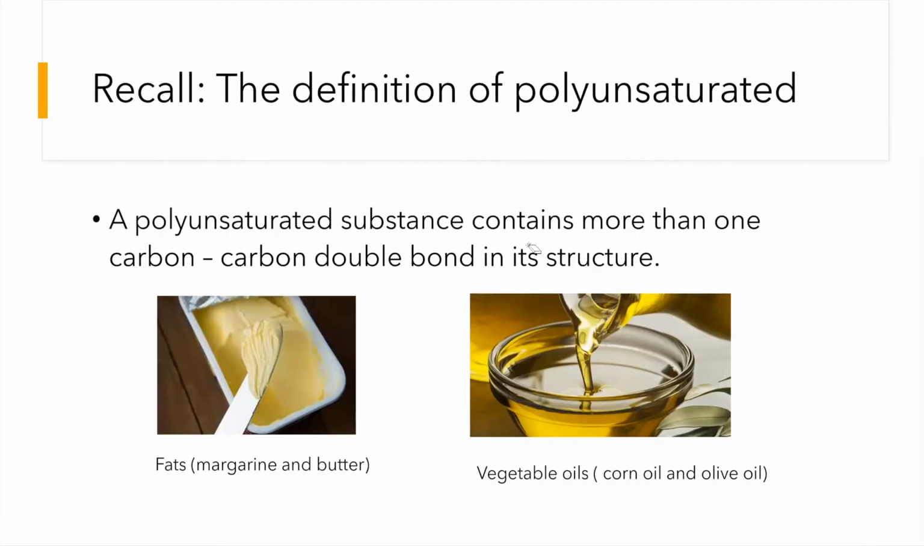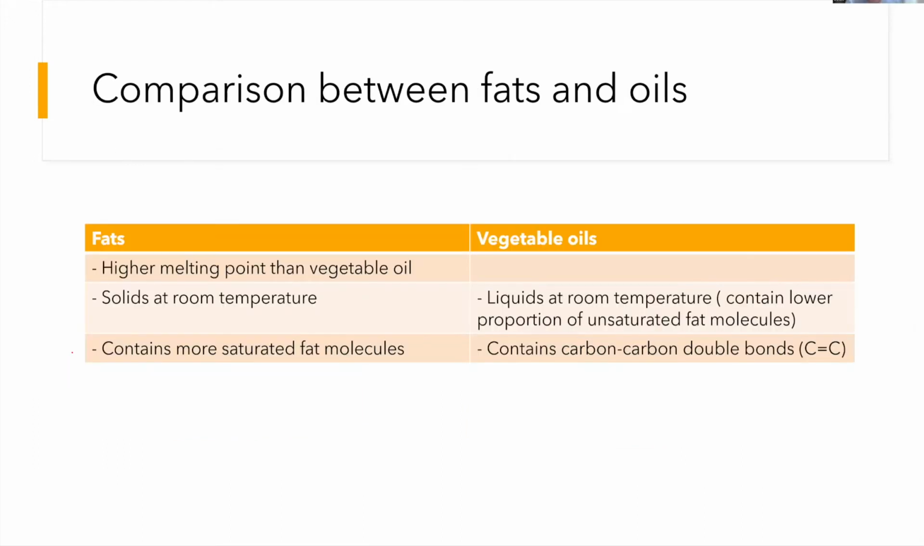Saturated means this one has fewer double bonds, or inside there are fewer molecules with double bonds. So the double bonds are more or less eliminated. Then vegetable oils are liquid at room temperature, so they contain a lower proportion of saturated fat. You just remember vegetable oils contain more carbon double bonds. Then fats, the margarine and butter, contain fewer double bonds.